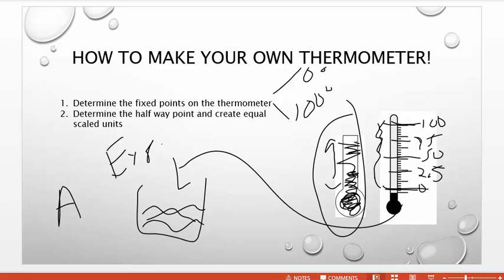So make sure you have notes on how to make your own thermometer. Maybe you need to pause it, rewind it, write down the steps, fill out your general lab journal for the procedures, and then you'll get set and ready to go. I'll see you tomorrow.